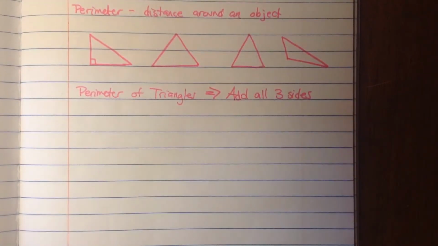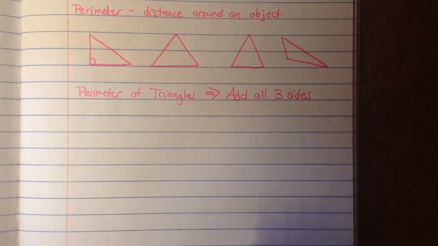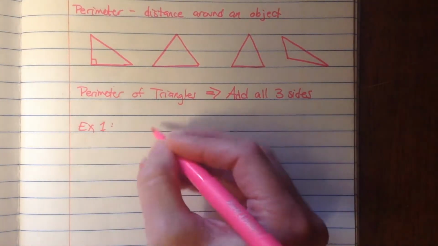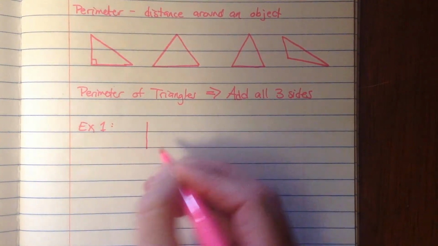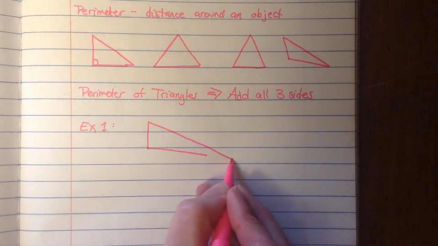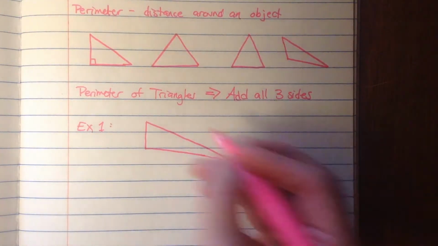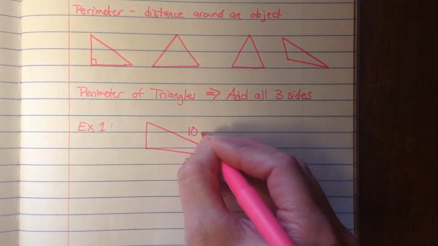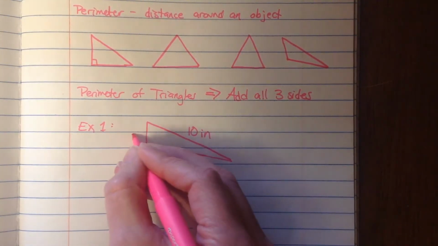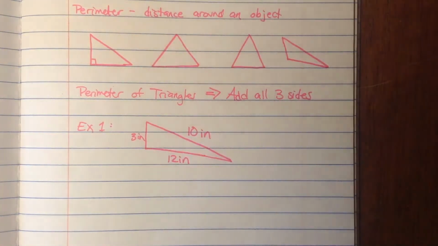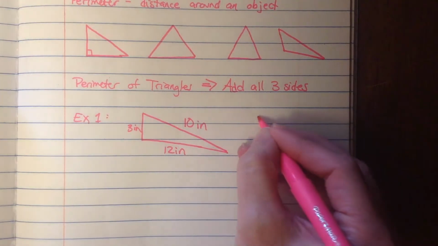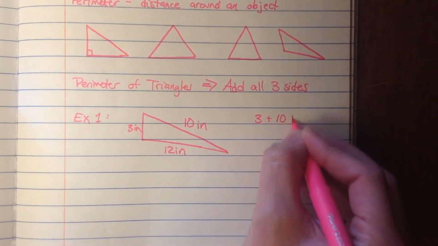And so let's look at an example of the perimeter of a triangle. Example number 1, we are given a triangle, so let's draw the triangle first. Let's say I have a triangle that looks like this. Let's say that we're told that this side is 10 inches, this side is 12 inches, and this side is 3 inches, and we're asked to find the perimeter. The only thing we're going to do here is add up all these sides. So 3 plus 10 plus 12.